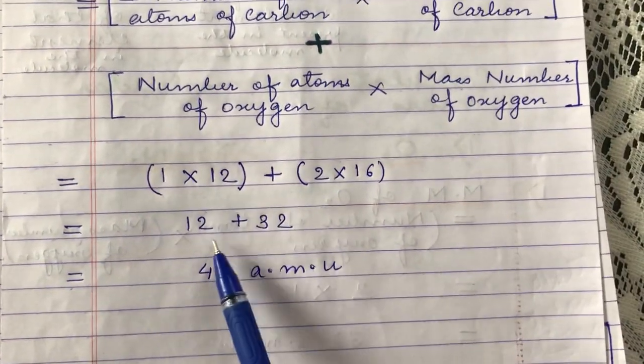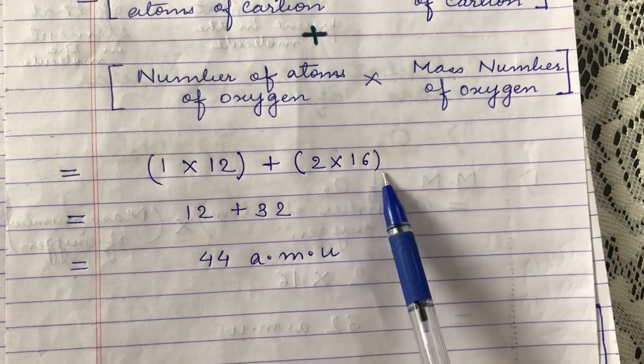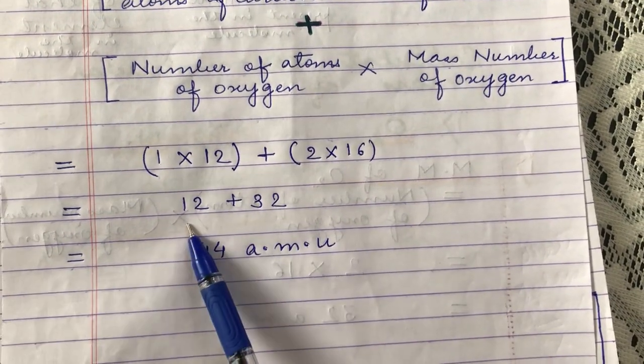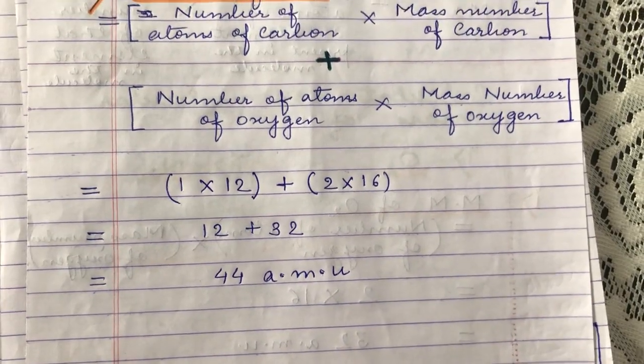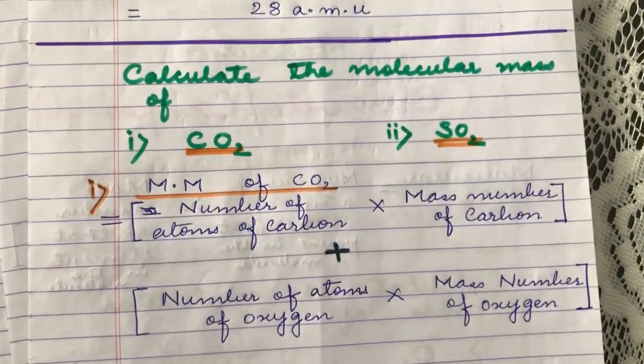So 1 into 12 is 12, plus 2 into 16 is 32. So 12 plus 32, the answer comes out to be 44 AMU, atomic mass unit. So this is how we calculate the molecular mass of carbon dioxide.